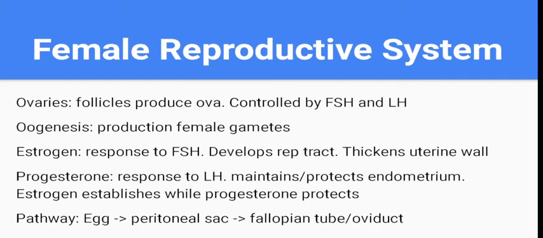Female reproductive system. In the ovaries, follicles produce ova, controlled by FSH and LH. Oogenesis is the production of the female gametes. Estrogen is released in response to FSH; it develops the reproductive tract and thickens the uterine wall. Progesterone responds to LH; progesterone maintains and protects. So estrogen establishes while progesterone protects, a really easy way to remember it. The pathway is egg to the peritoneal sac to the fallopian tube and oviduct.